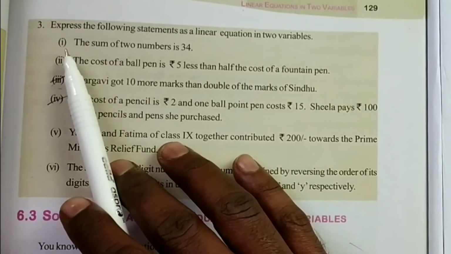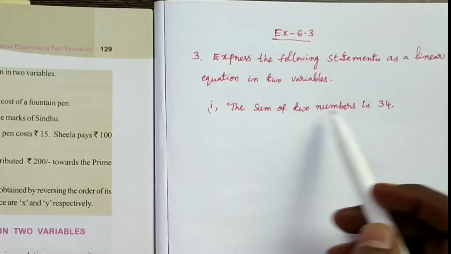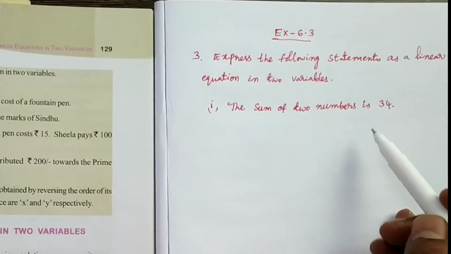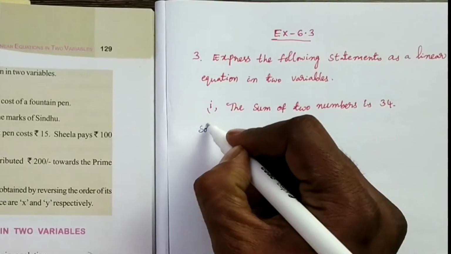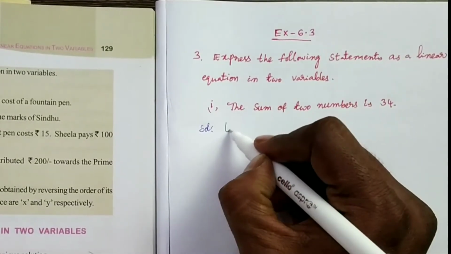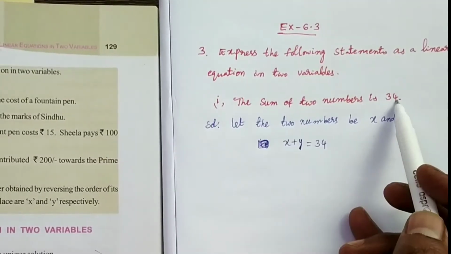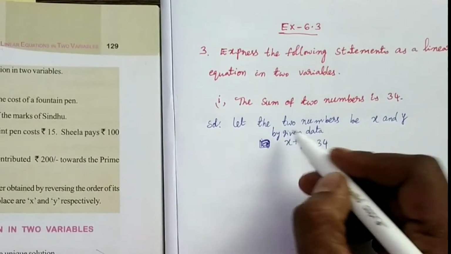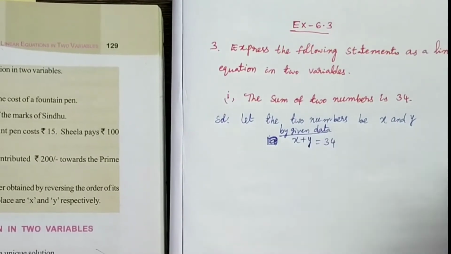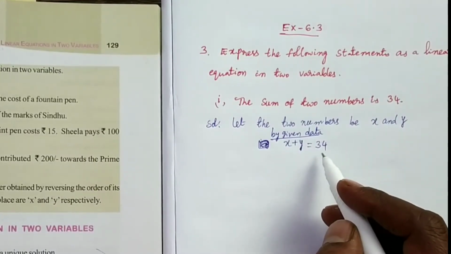The first one is the sum of two numbers is 34. So the sum of two numbers is 34, but we don't know the two numbers. So solution, let the two numbers be x and y. The sum of these two numbers is 34. So by given data, we can form the equation like this, that is x plus y is equal to 34. This is the required equation.